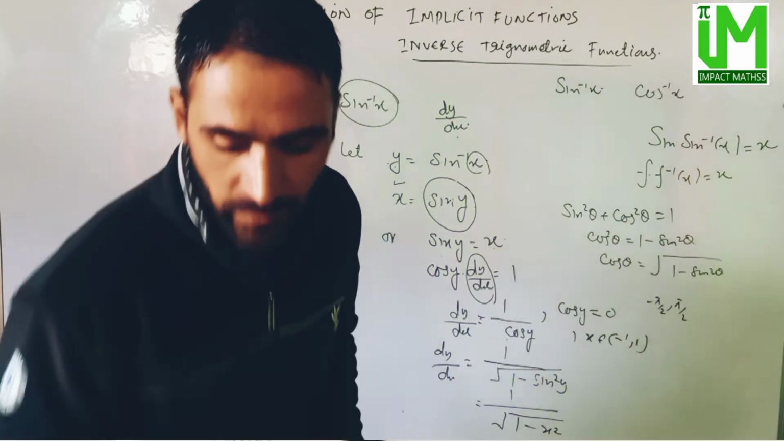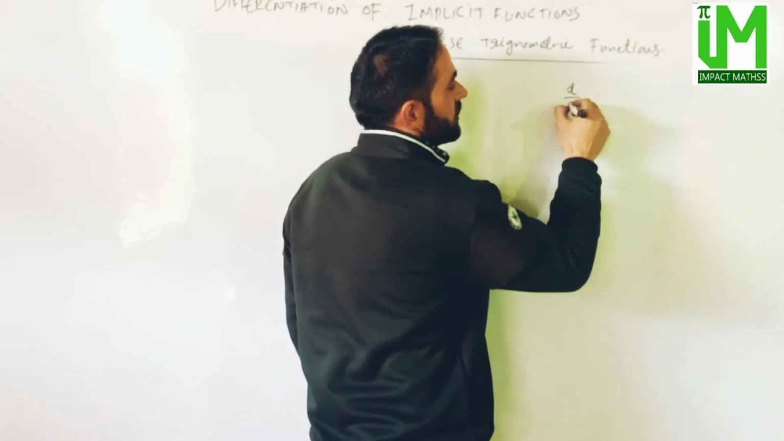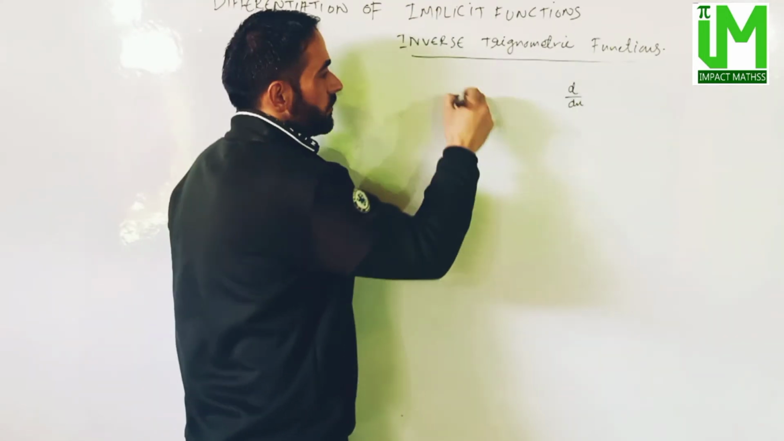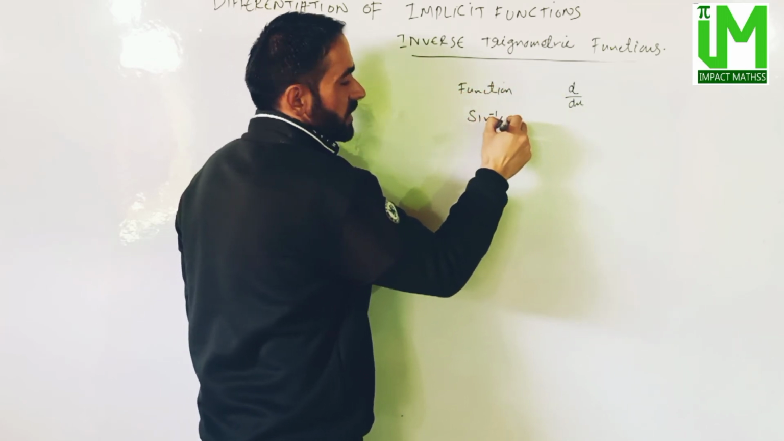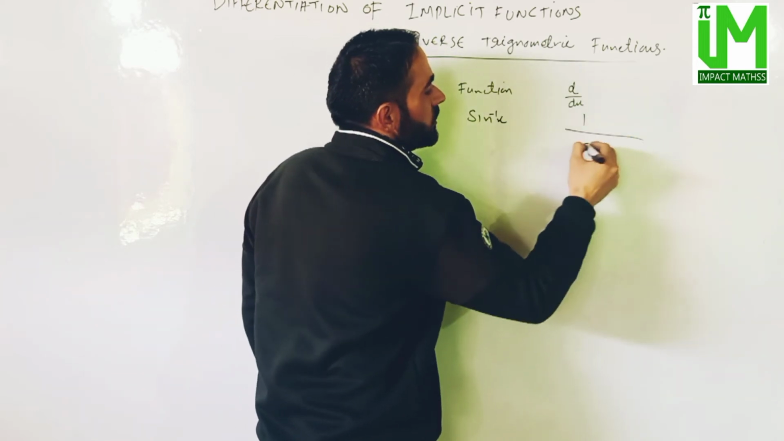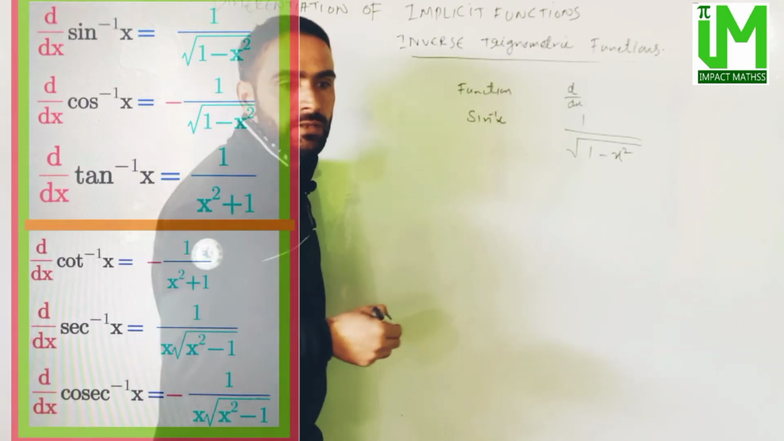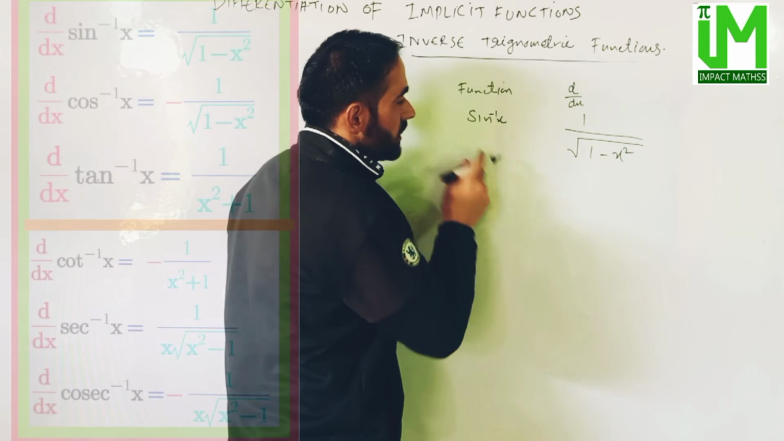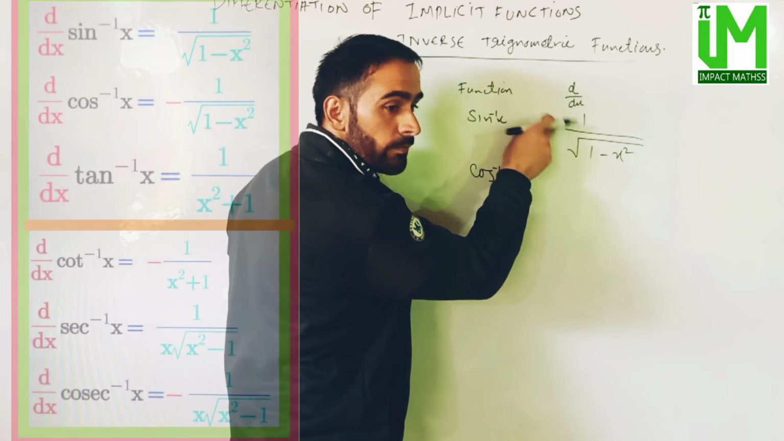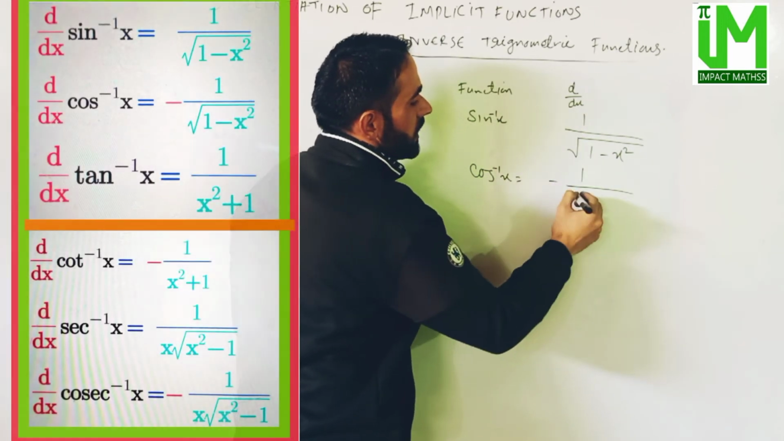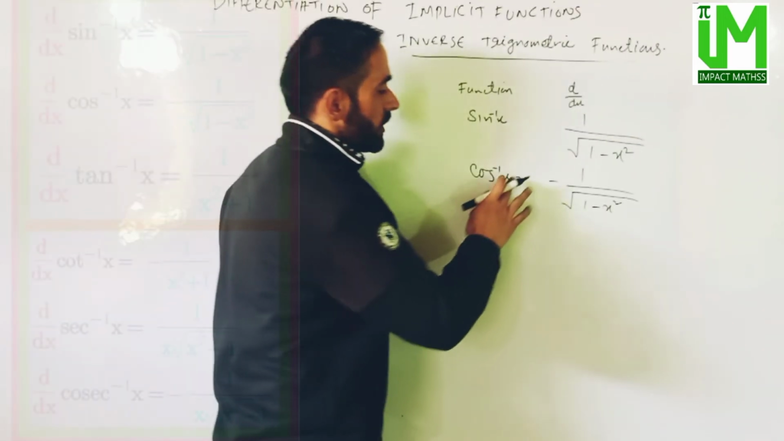So write down the derivatives of these inverse trigonometric functions. We have d by dx of sin inverse x equals 1 divided by under root of 1 minus x square. Again, the derivative of cos inverse x is the same result but with a minus, so it will be minus 1 divided by under root of 1 minus x square.